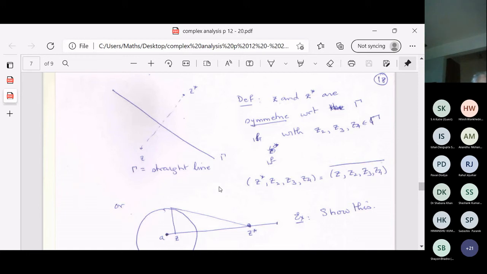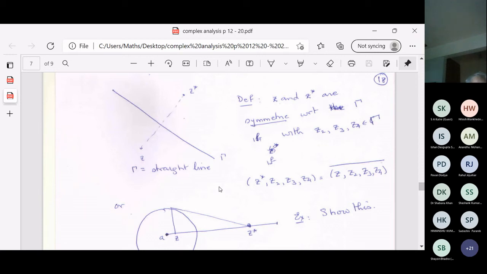Obviously, I may choose 3 points Z2, Z3, Z4 in gamma, but gamma has many points. You may choose Z2 tilde, Z3 tilde, Z4 tilde to be some other points in gamma. And I will say that Z and Z star, in my case with Z2, Z3, Z4, are symmetric. And then the question is, how are you sure that when you choose Z2 tilde, Z3 tilde, Z4 tilde, Z and Z star are still symmetric? In other words, what do I want to say?